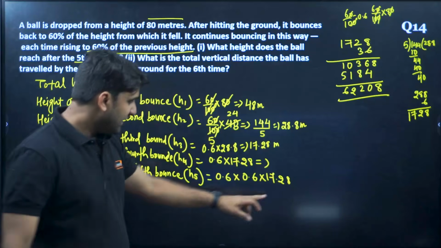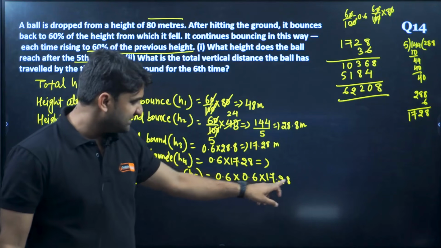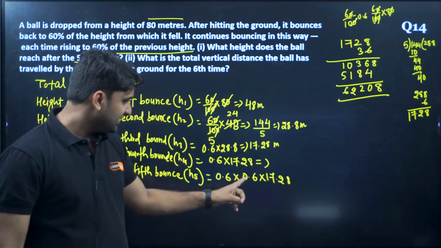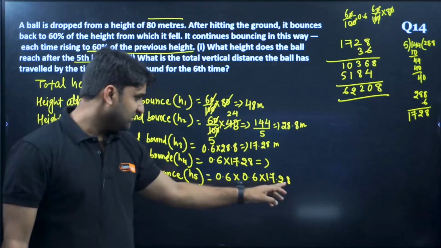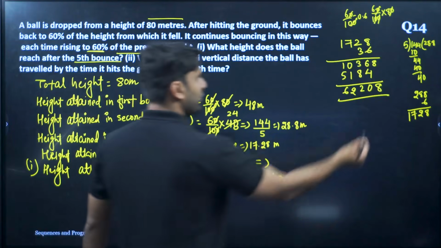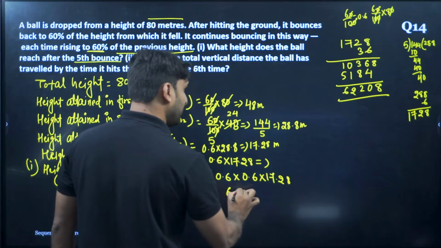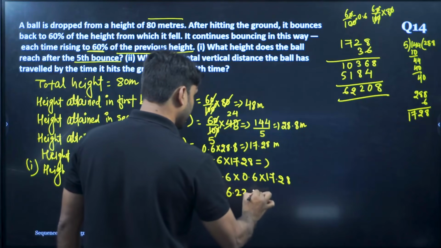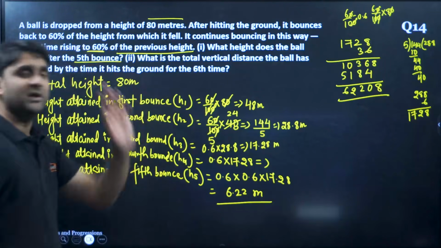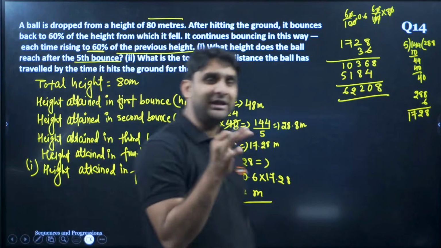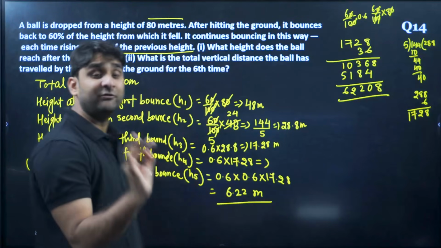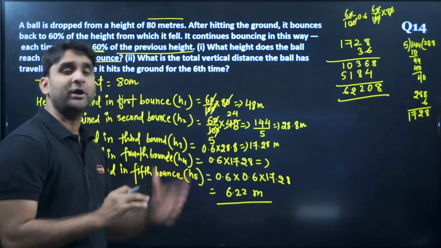So we have two decimals before 2 digits, decimal 1, so the decimal will go before 4 digits. 1 2 3 4, so the result will be 6.2, 6.22 meter approx. This will be the answer. So the height attained by the ball after the fifth bounce will be 6.22 meter.